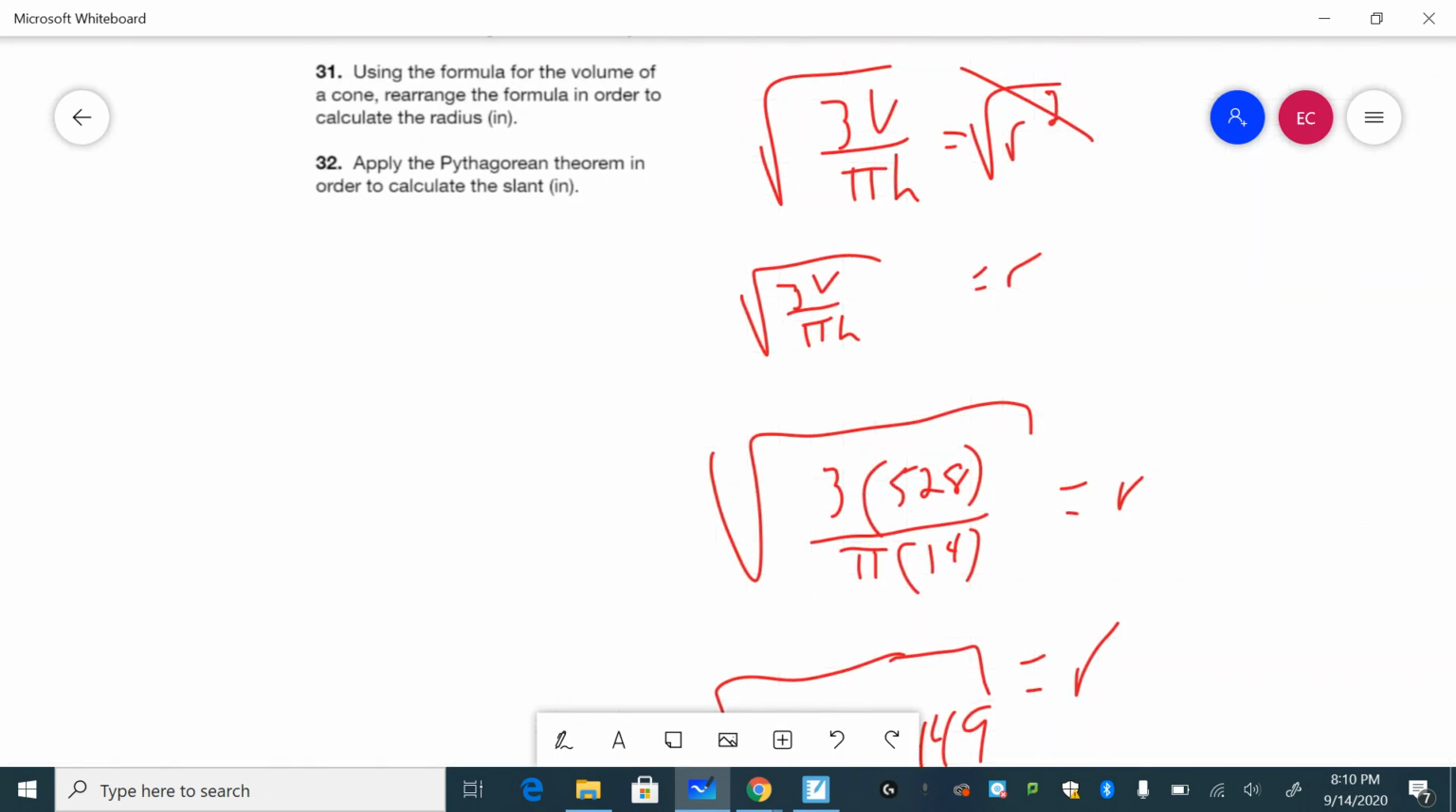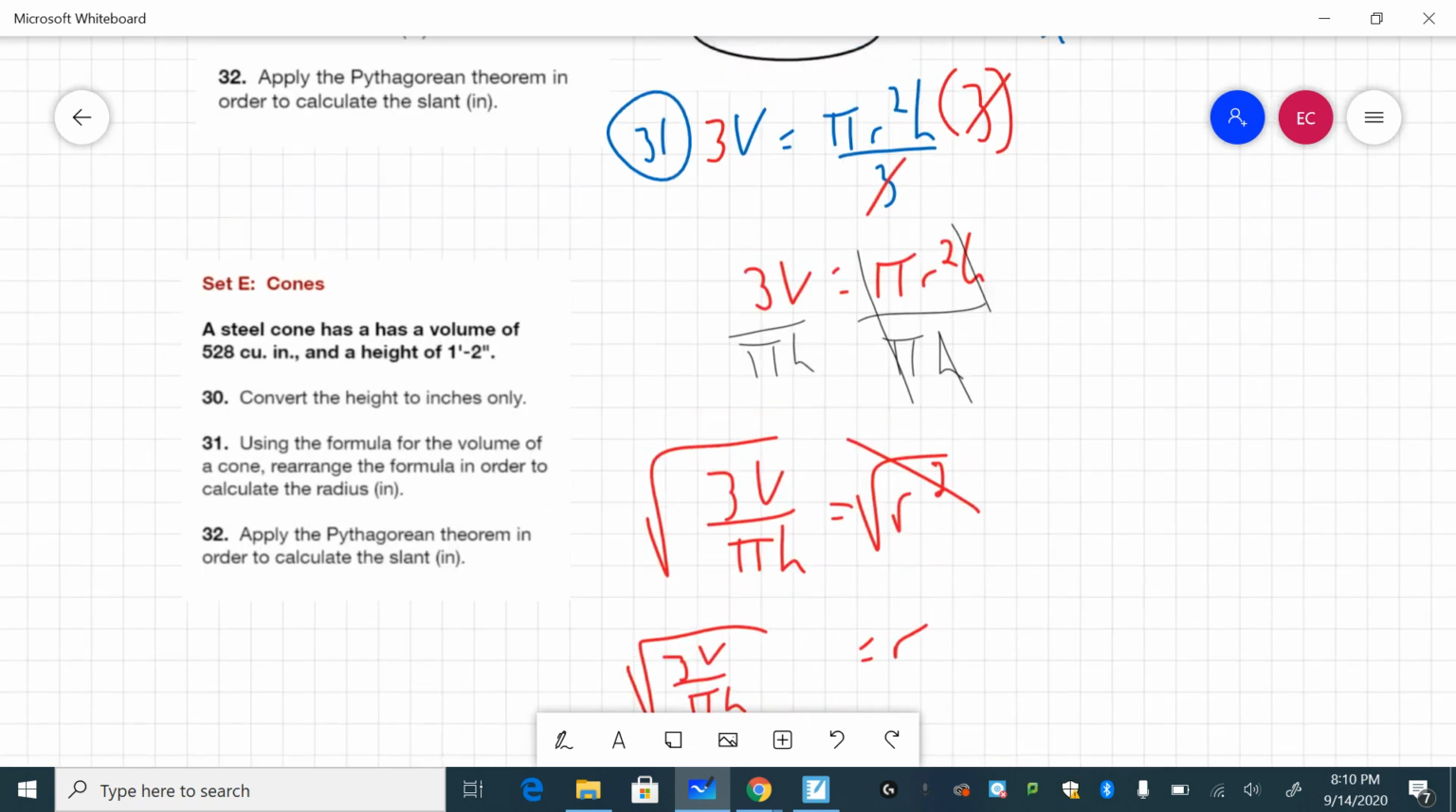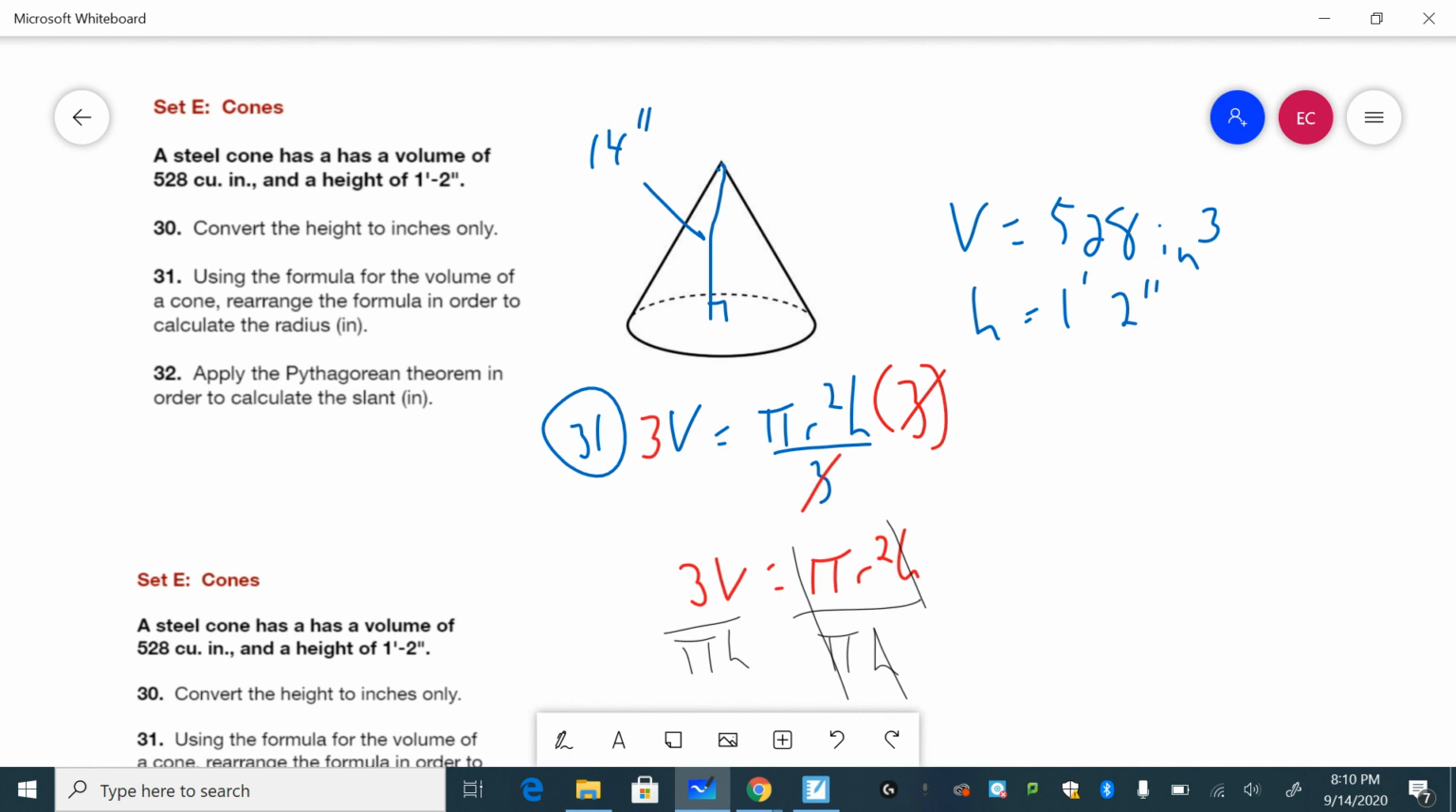32. Apply the Pythagorean theorem in order to calculate the slant length. So we go back to our diagram. We just found the radius. So the radius was 6. So if I go across here, we know that this is 6. And so we're solving for the slant length, this part right here.